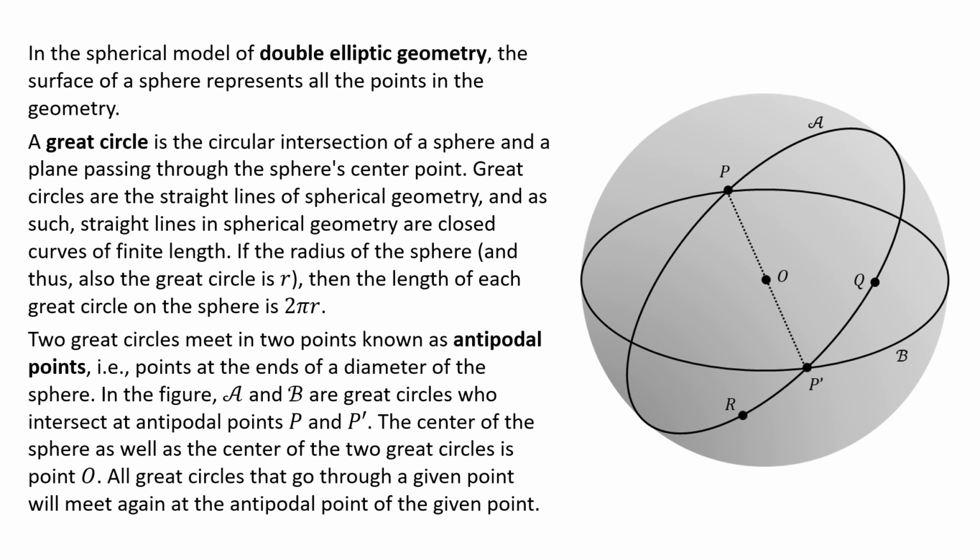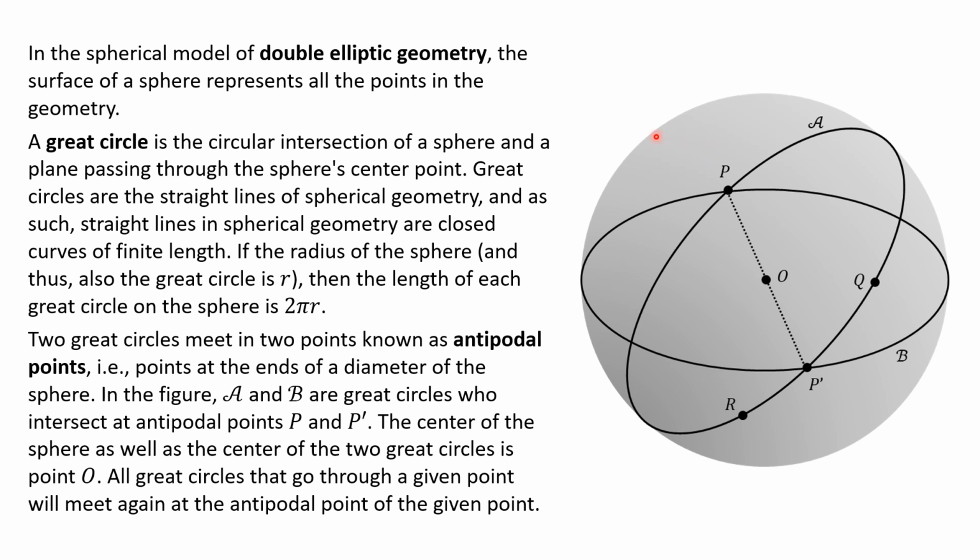In the spherical model of double elliptic geometry, we use the surface of a sphere as our model, and all the points on the surface of the sphere constitute the points of our double elliptic geometry. Lines are represented by something called a great circle. I've shown two here, A and B, and they're circles that have the same diameter and same center as the sphere itself. The term great circle is used because you could have smaller circles on the surface of the sphere.